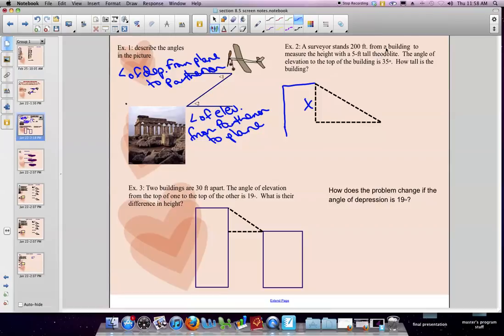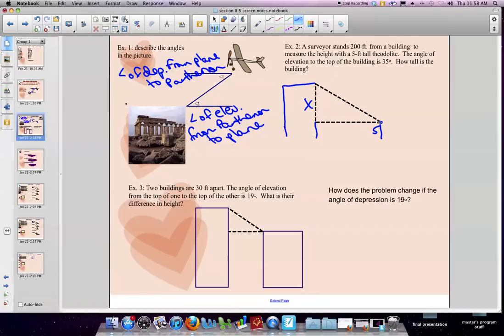Second of all, my measuring device is 5 feet tall, so I'm taking a perspective shot at the building. I'm over here, or the surveyor's over here. However, his line of sight is going to be 5 feet off the ground, 5 feet above where the building actually starts. The third piece of information that we have is that it's an angle of elevation.